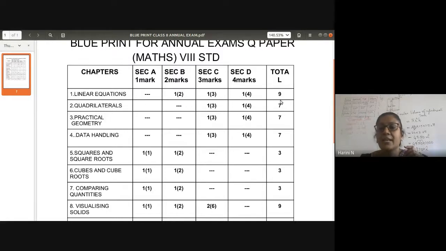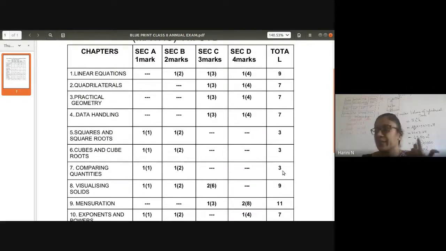Linear equations, we are having 9 marks. Quadrilateral 7. Practical geometry 7. Data handling 7. Squares and cubes, we have 3 each. Again, comparing quantities also, I did take a large share because I think it was done very, very fast. So I thought, okay, let me weightage only 3 marks there. Visualizing solids, I think I have spent a lot of time with you. So I have taken 9 marks there.